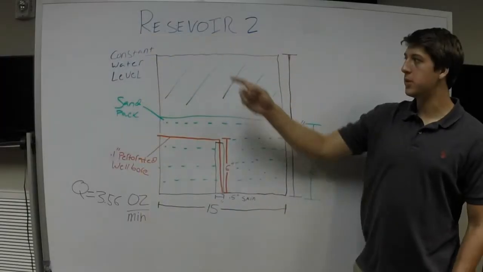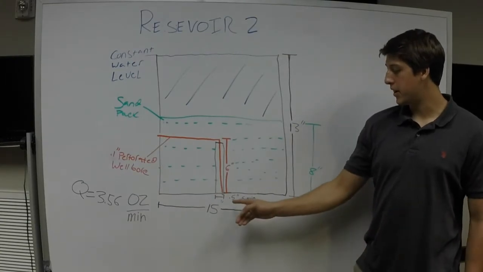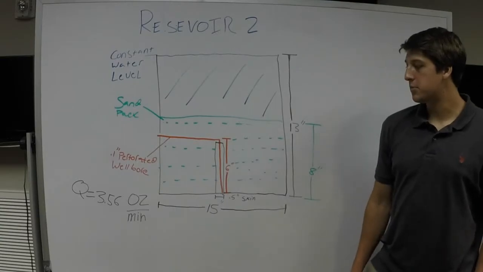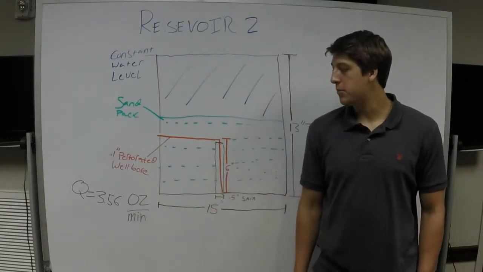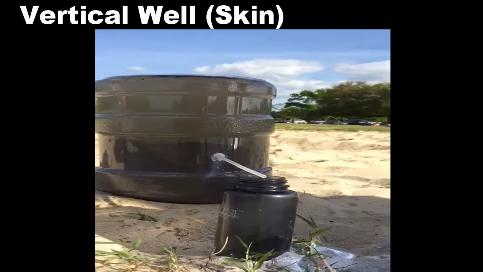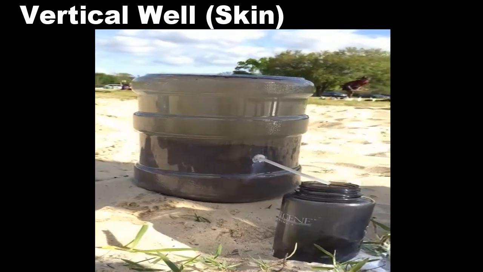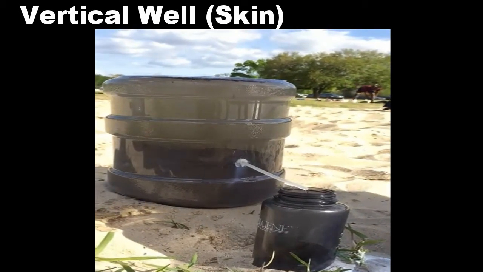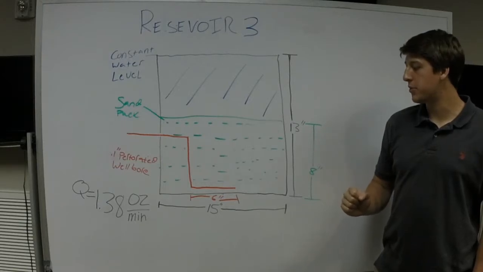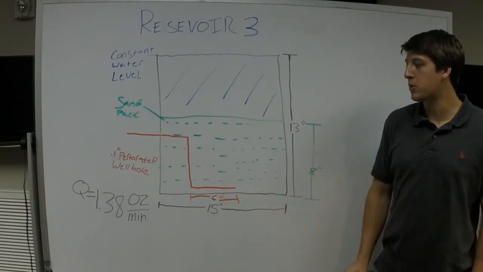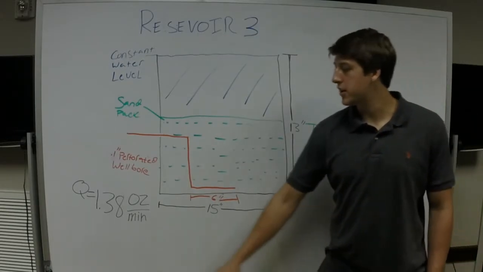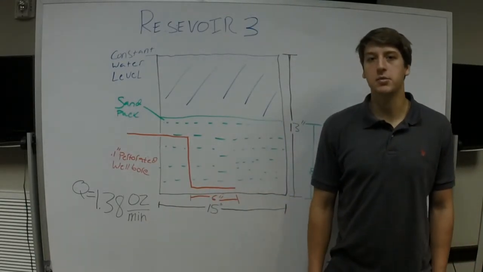For Reservoir 2, we kept everything constant except we added a 0.5-inch skin of a tighter sand. Using this method, we calculated a flow rate of 3.56 ounces per minute. In Reservoir 3, we kept everything constant except we created a 6-inch perforated horizontal wellbore for the water to flow through. Using this method, we calculated a Q of 1.38 ounces per minute.